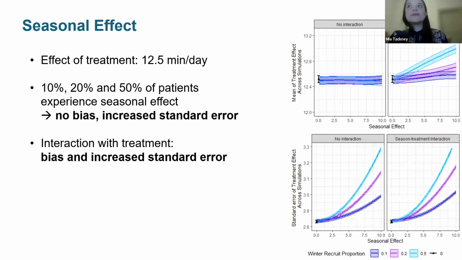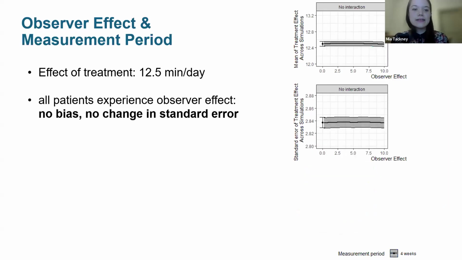And on the right-hand side, we're showing what happens if there is an interaction between the seasonal effect and the treatment effect. You can see very clearly now that we've got a bias here and still an increase in the standard error. So that is the impact of seasonal effect.